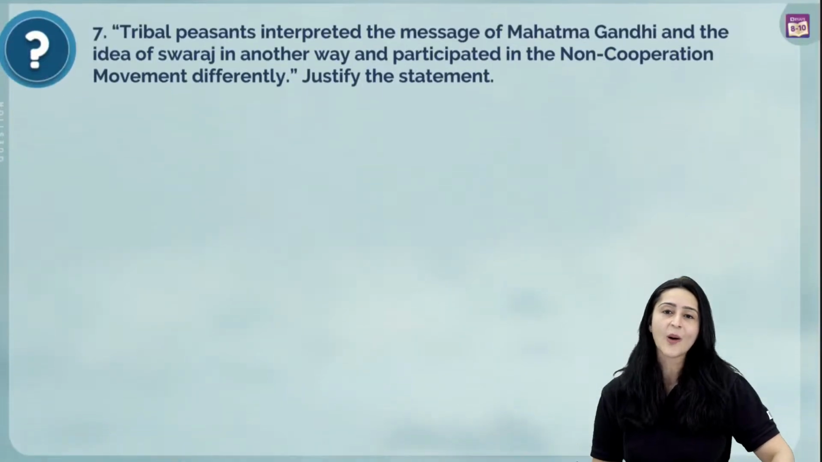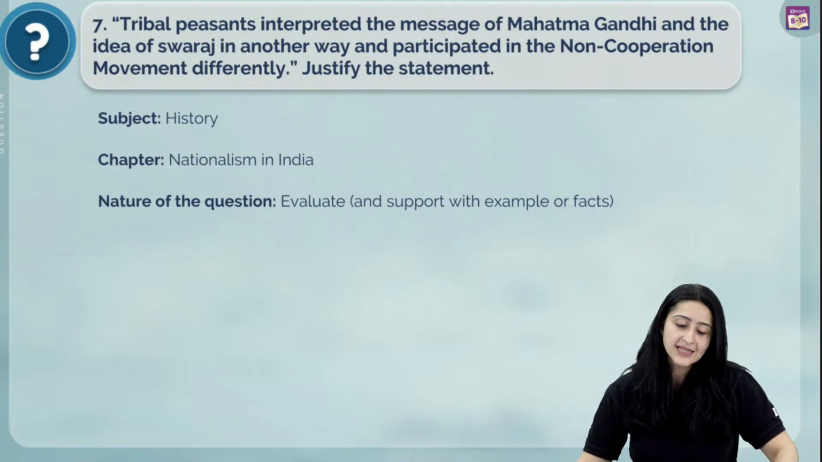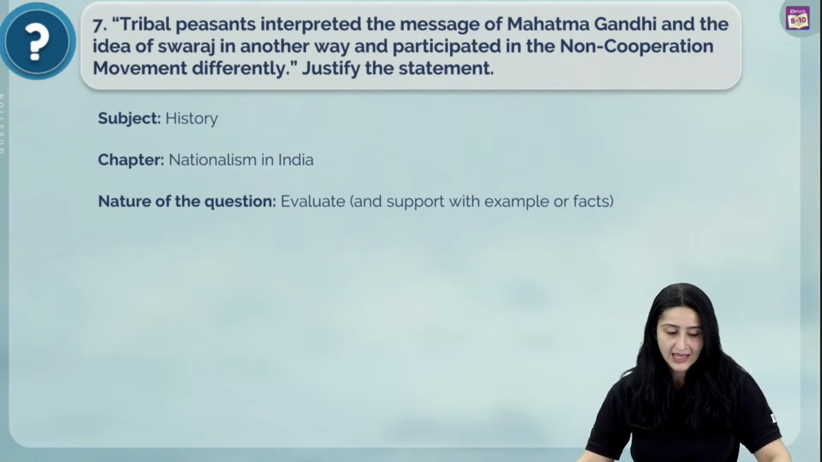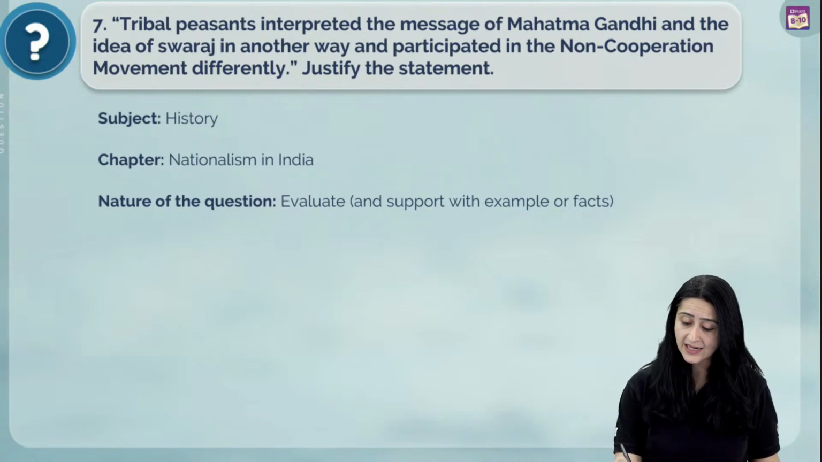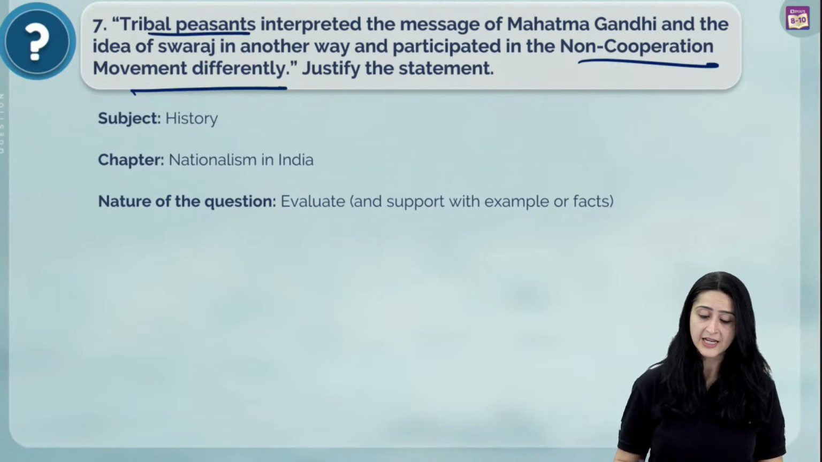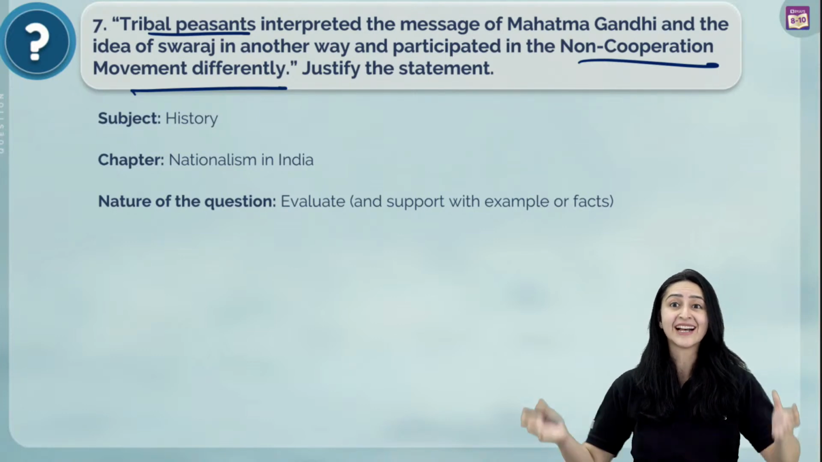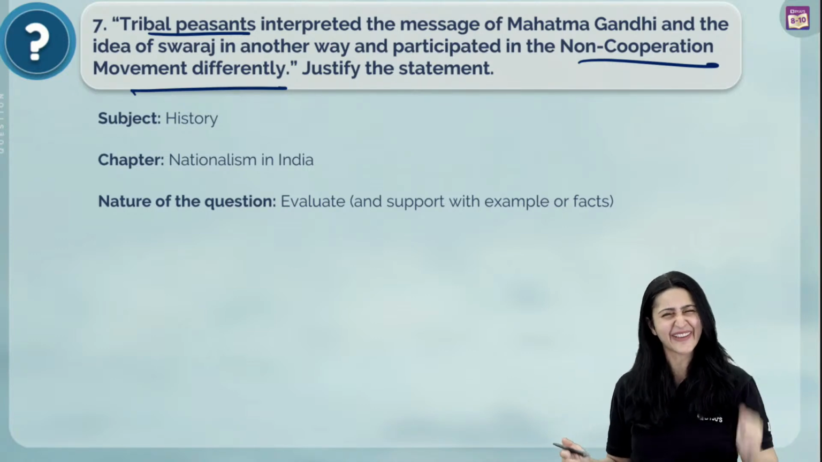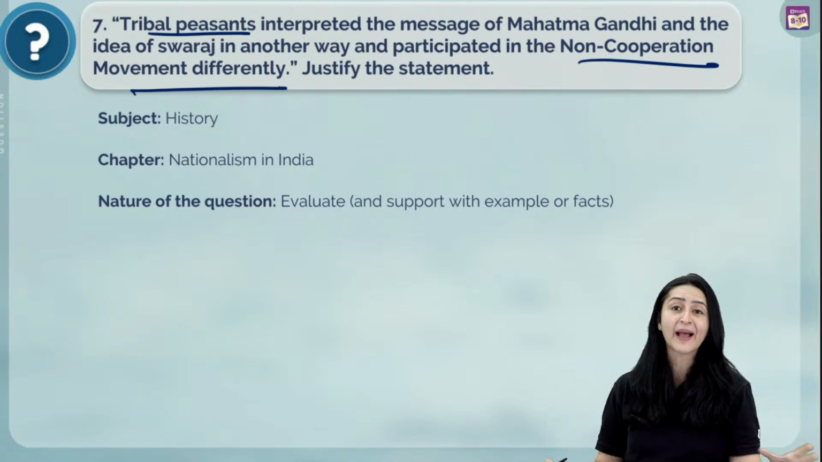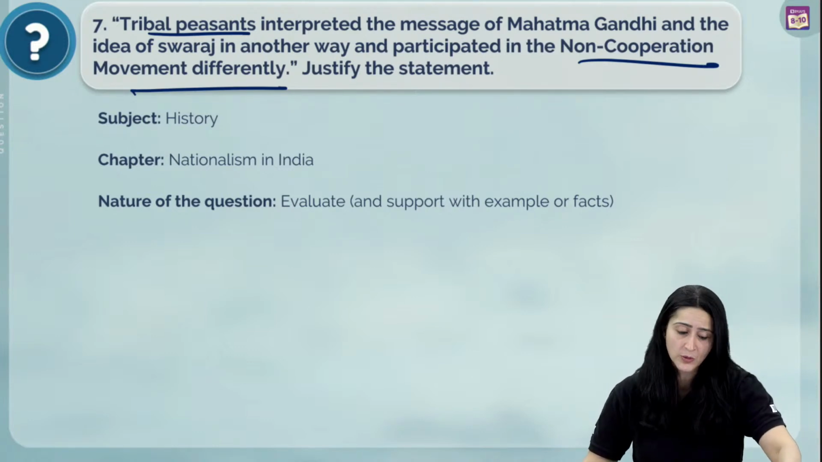Let's just move on to our next question, which is question number 7. Tribal peasants interpreted the message of Mahatma Gandhi and the idea of Swaraj in another way and participated in the non-cooperation movement differently. Justify the statement. History, nationalism in India. Again, all the history questions are from nationalism in India. It's a very, very important chapter. So please go back and take a look at the session that we did for you. It will really help you, right?